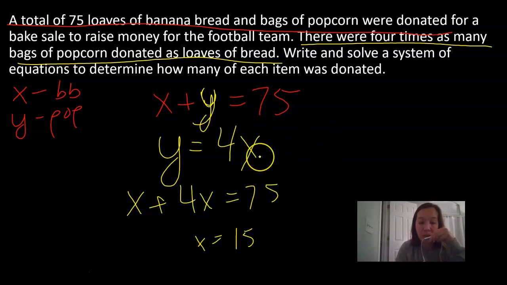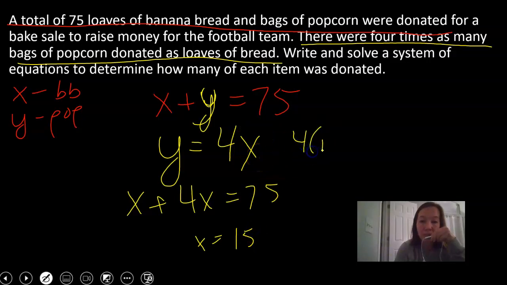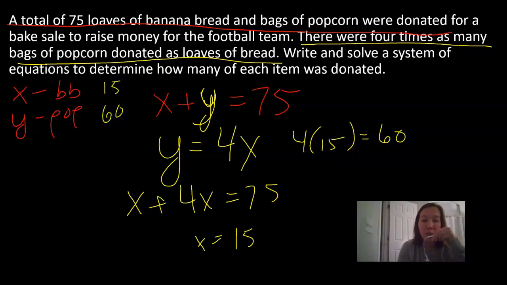And then plugging 15 in here gives me 60 for Y. So there were 15 loaves of banana bread and 60 bags of popcorn, which does equal a total of 75. And 4 times as many bags of popcorn than bread, if that makes sense.